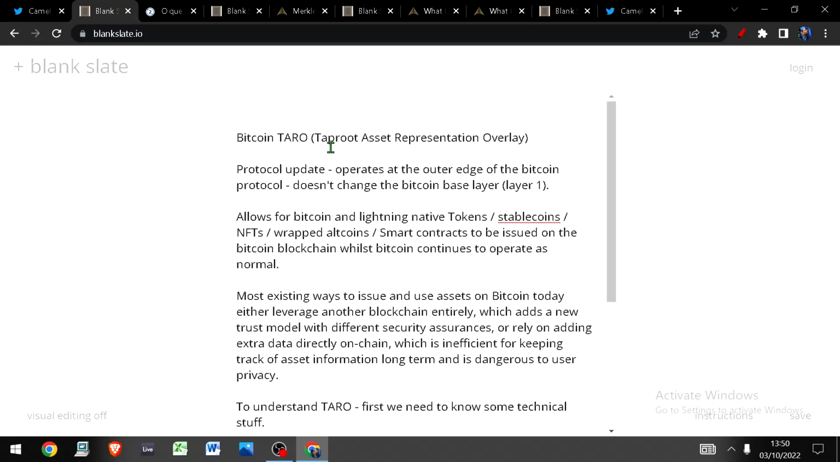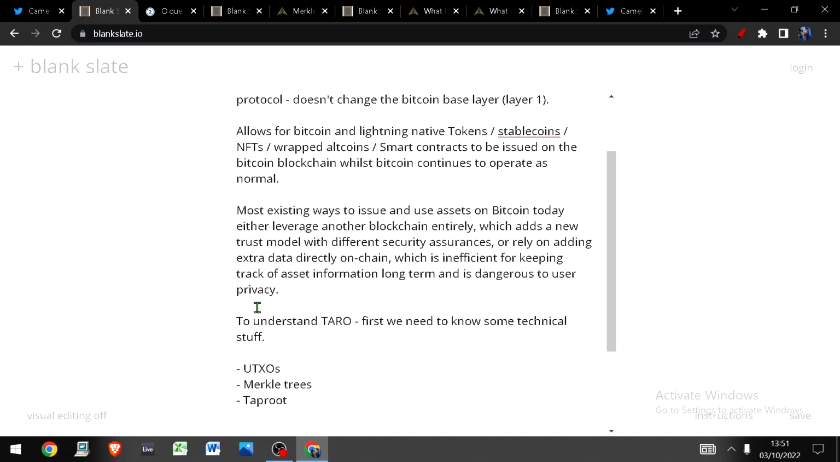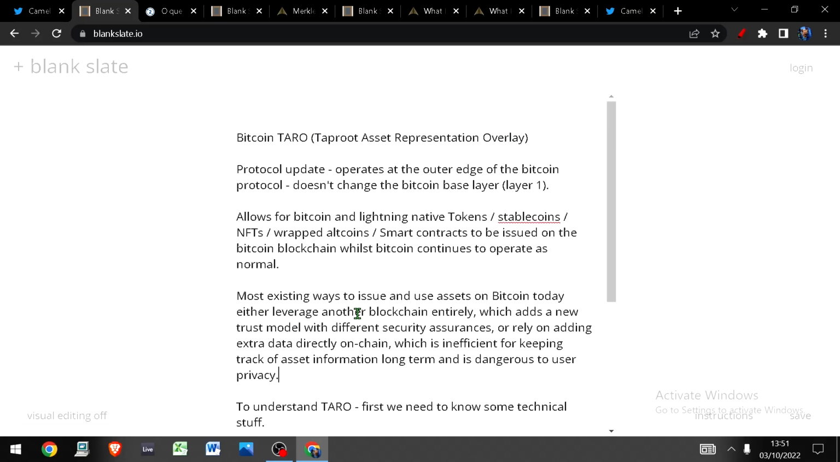Taro is an abbreviation for Taproot Asset Representation Overlay. So that's going to be the topic of today. I will warn you ahead of time, once we get to about here, it's going to get quite technical. But anyway, let's get into it.